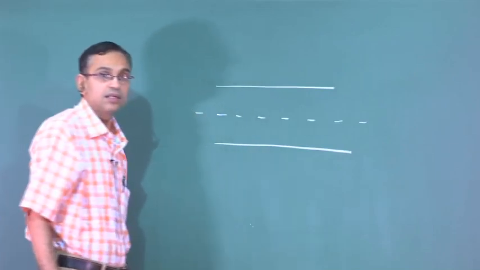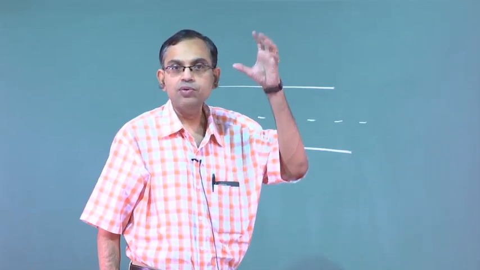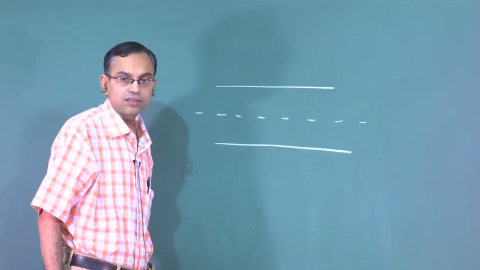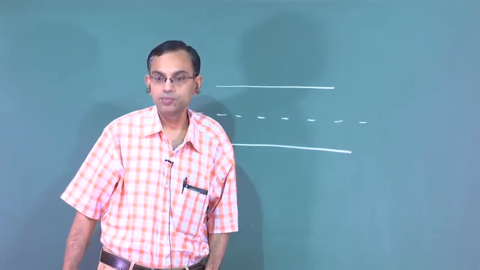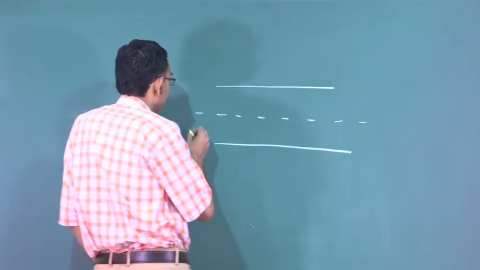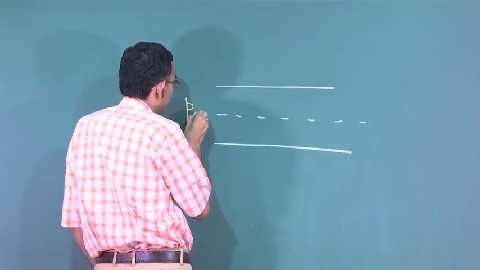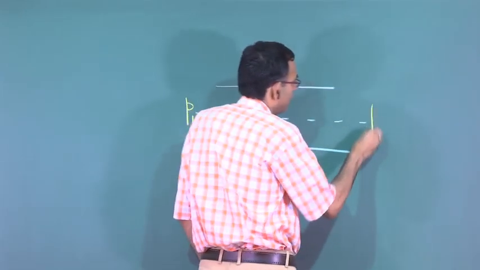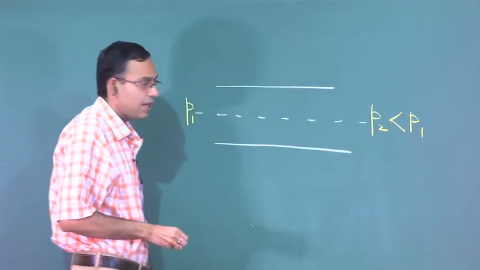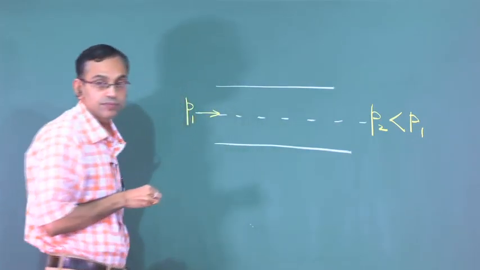let us consider a circular channel, which in the large scale would be a pipe, in a small scale is a circular micro channel or a micro tube. So, how you are driving the flow is you are having a pressure here P1, and here you are having a pressure P2 which is less than P1, and by virtue of this pressure difference the fluid is flowing.